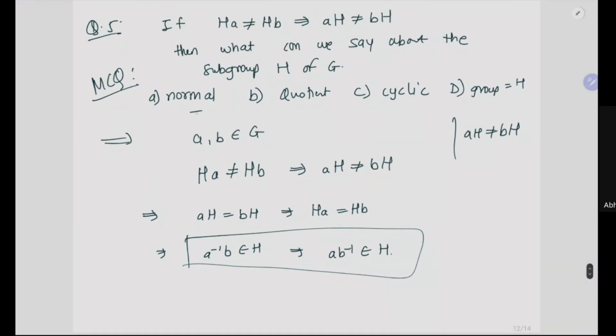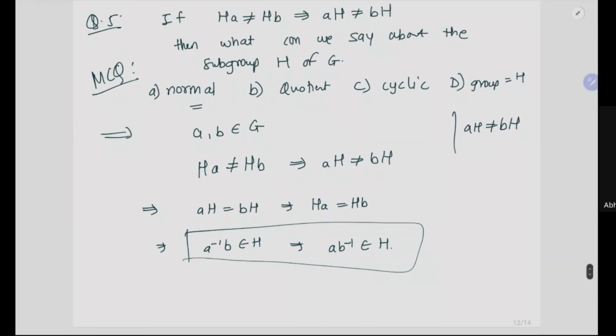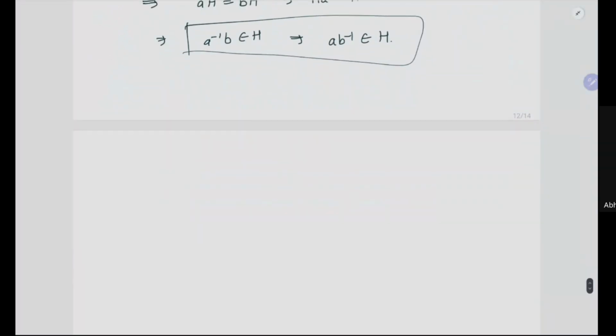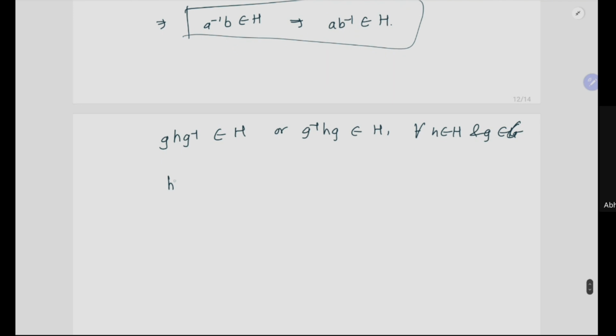So our first option is normal, right? So let us try to see whether it's normal or not. In order to prove that H is normal, what we need to prove is that G H G inverse belongs to H, or G inverse HG belongs to H, for all H in H and G in G, right? So let us take H in H. Then this implies that H inverse is in H, since H is a subgroup.